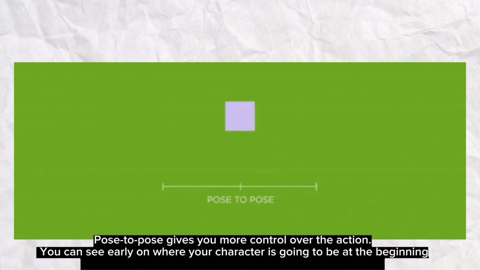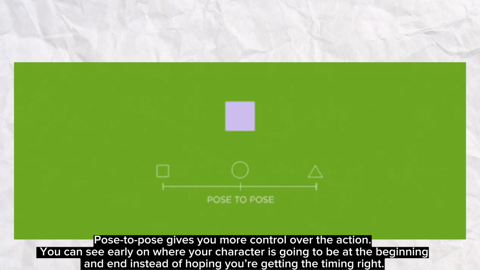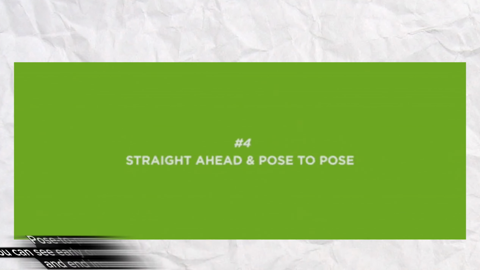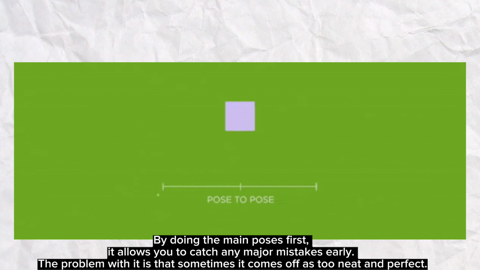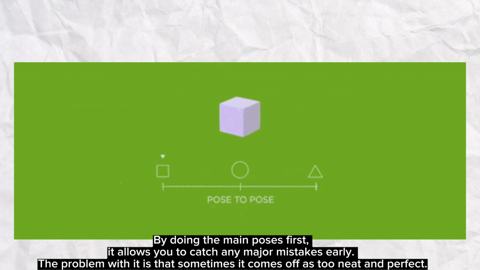Pose to pose gives you more control over the action. You can see early on where your character is going to be at the beginning and end instead of hoping you're getting the timing right. By doing the main poses first, it allows you to catch any major mistakes early. The problem with it is that sometimes it comes off as too neat and perfect.